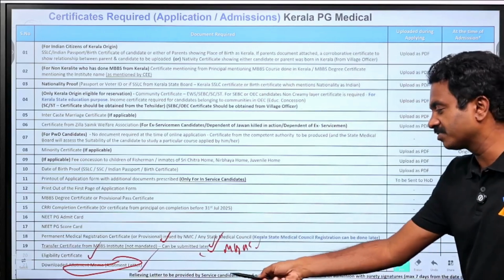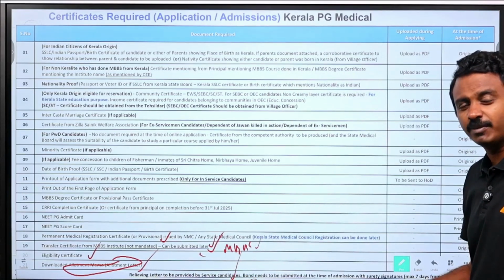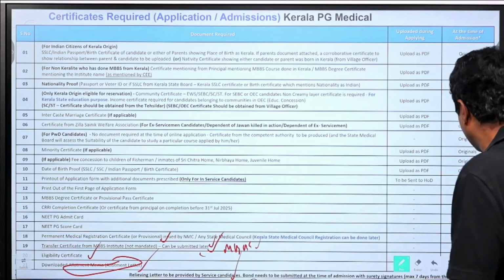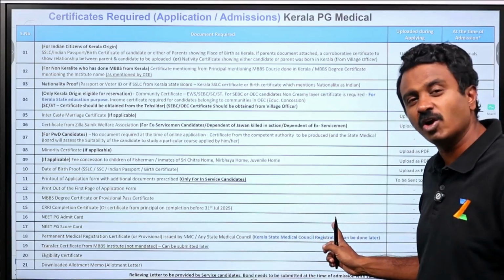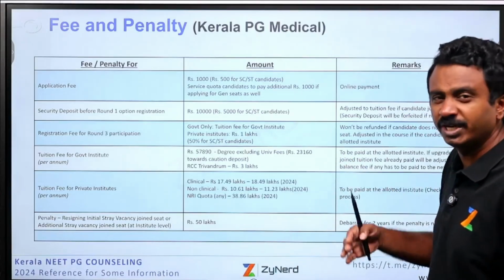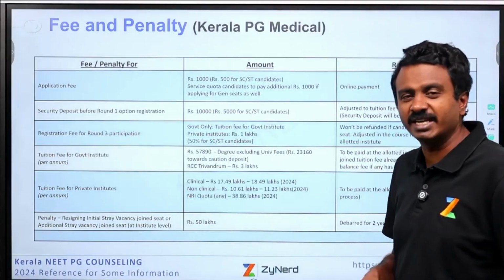Note that service candidates will have to take a relieving letter, and at the time of joining, bond documents are also required. You have to submit your bond. If not, at the latest within 7 days of joining, you have to submit a bond. Bond is a surety only. There is nothing additional required. You have to sign and take a bond.